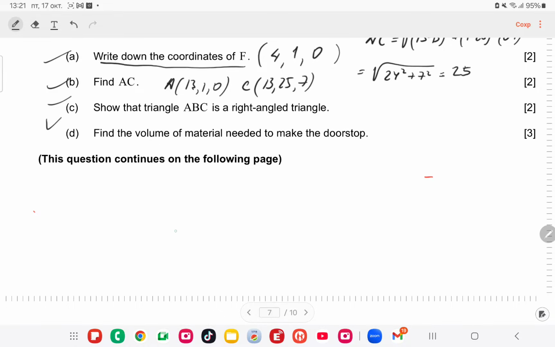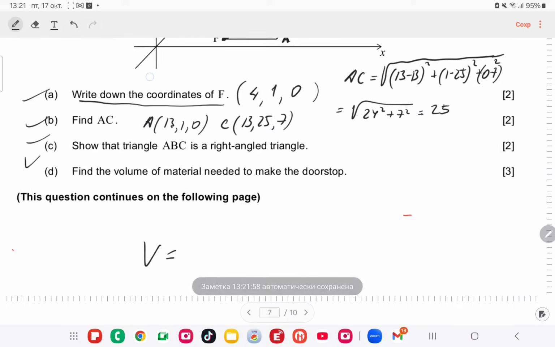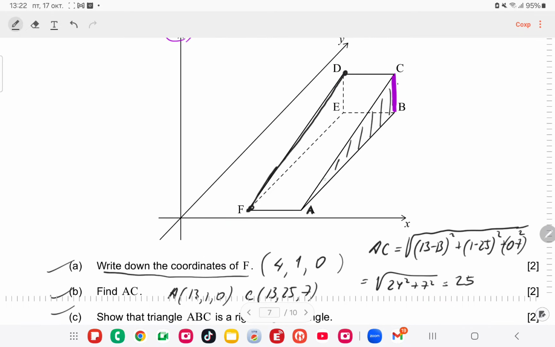So we know that the volume of this prism is equal to the area of the triangle multiplied by the height. So we can say that this is our base. The area of triangle ABC is our base, and the height is going to be FA or DC or EB. It doesn't matter because it is a prism. So this is our height.